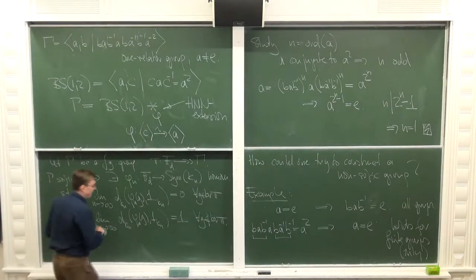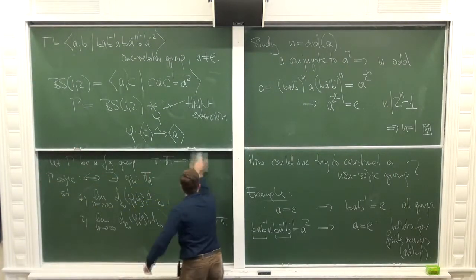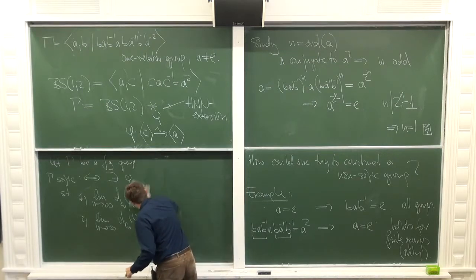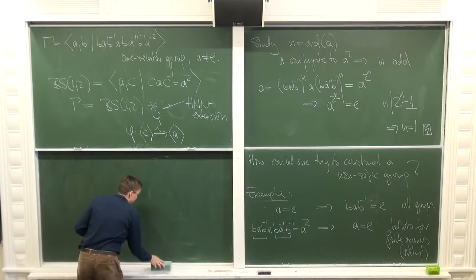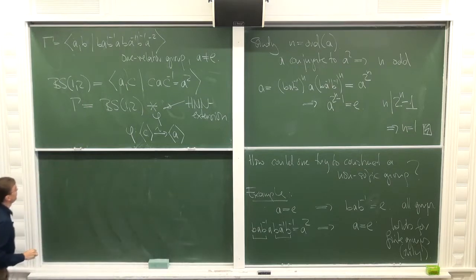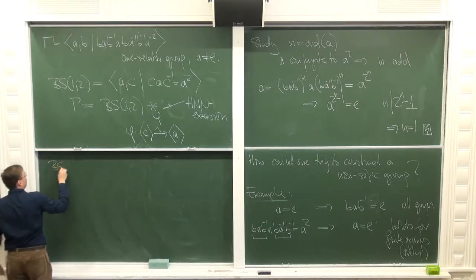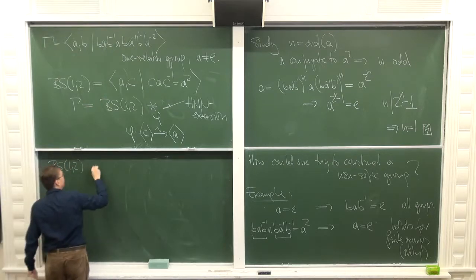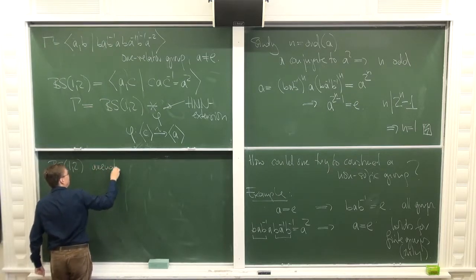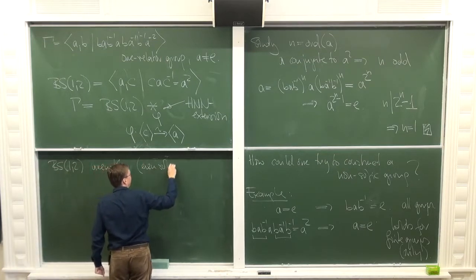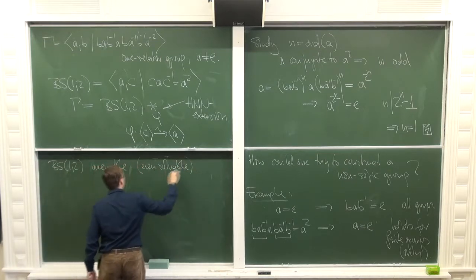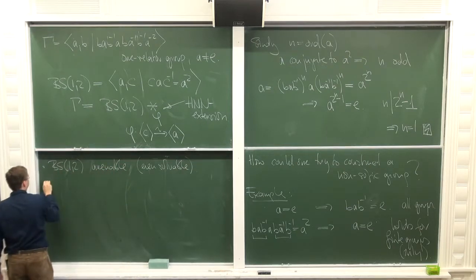I can first of all mention that it's well known that this group BS12 is amenable. In fact, it's a solvable group. BS12 is amenable, even solvable. And so that's the first observation.